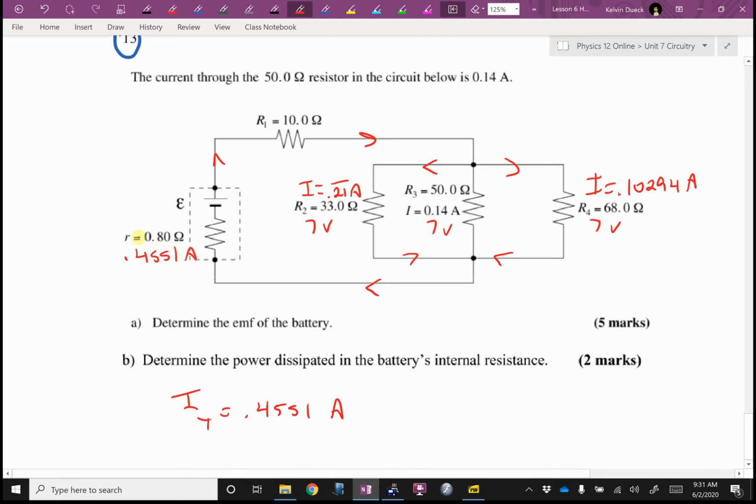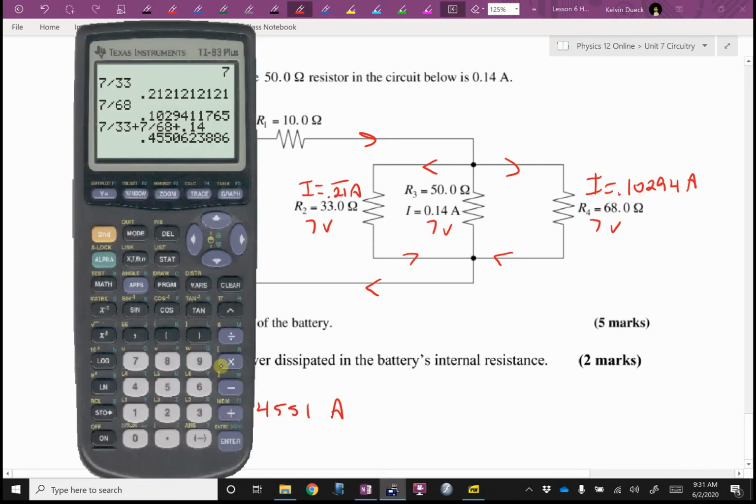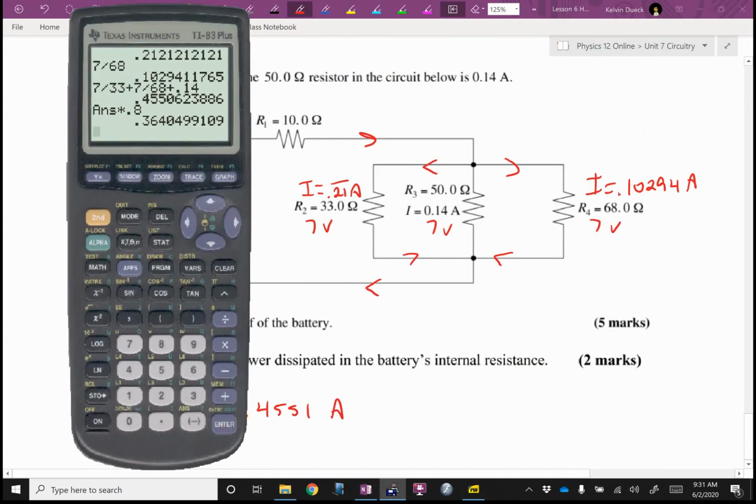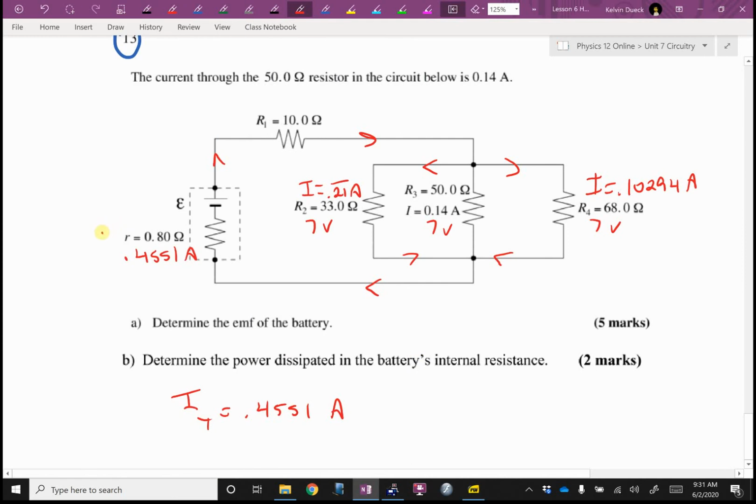Which means I have 0.4551 amps going through here, which means I lose I times R. R was 0.8, yes? 0.364 volts. I also have 0.4551 amps going through here, which means here I can go I times R. I can multiply by 10 in my head, 4.551 volts.